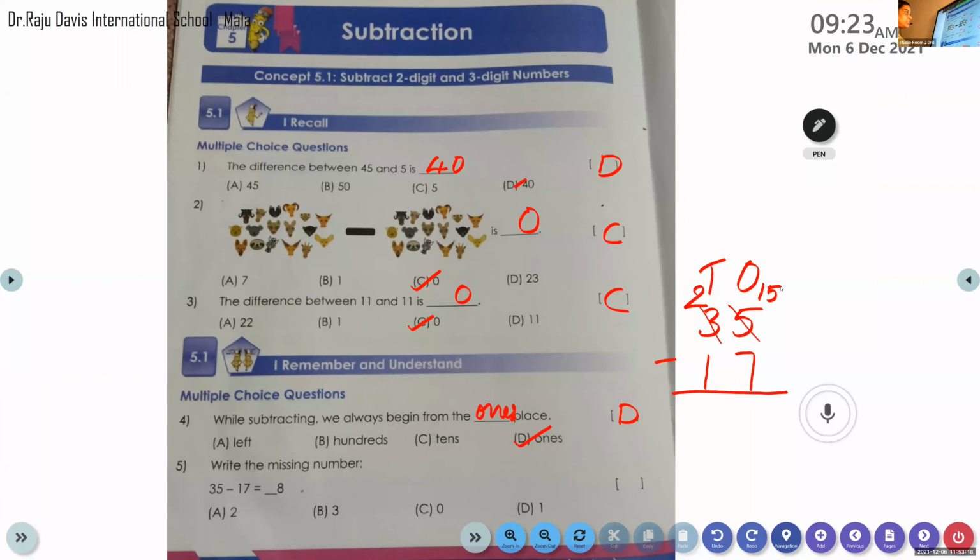Then what about the tens place? 2 minus 1 is 1. So the answer is 18. And in the question you see, the ones place digit 8 is already there. So what is the missing number? 1. This 1 is missing, right? So we can write 1 here, and the option is D.